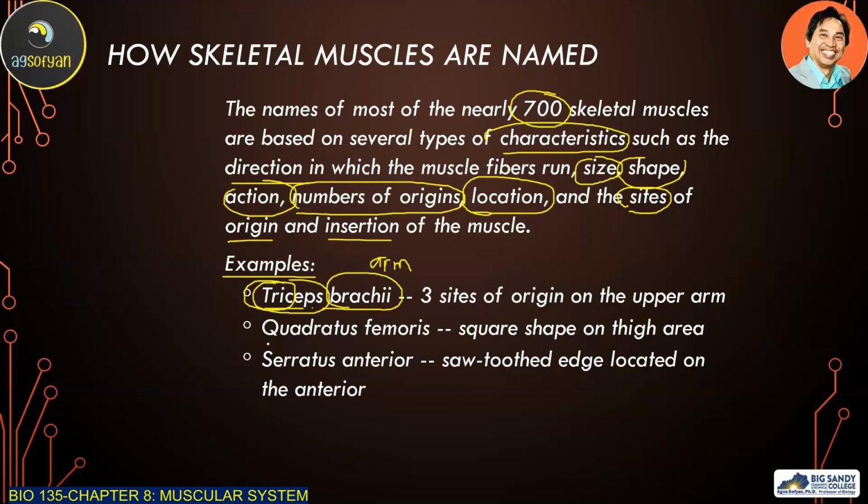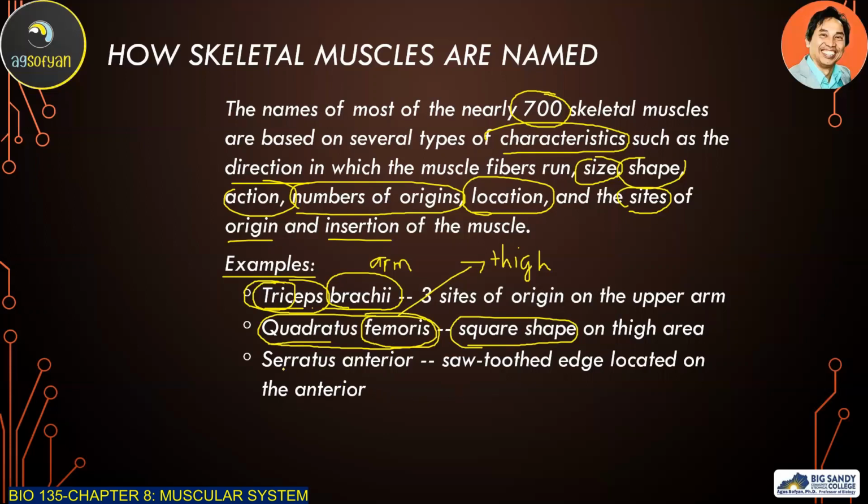Look at another example over here, quadratus femoris. The femoris over here is telling you this is the location. Femur is the thigh, so this muscle is located in our thigh. So this is a thigh muscle. Quadratus, this is quadrat, square. It has a square shape. So this is the name of this muscle, quadratus femoris.